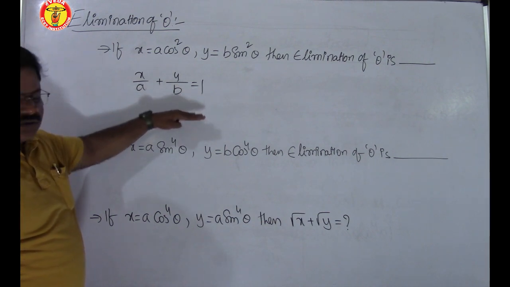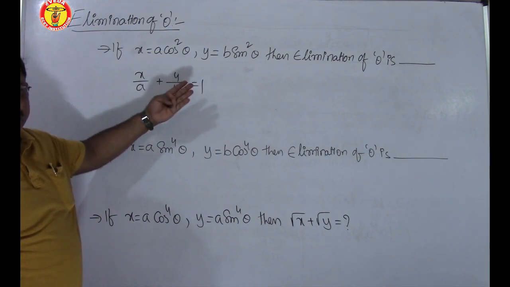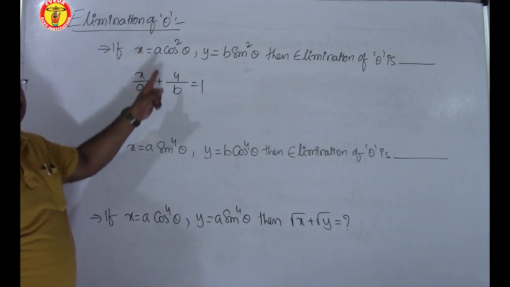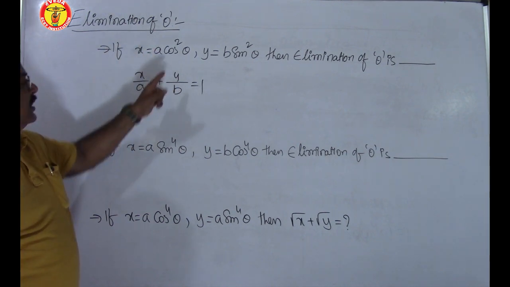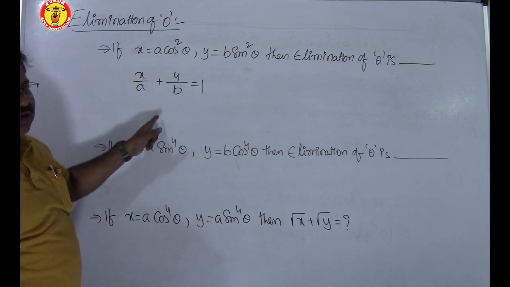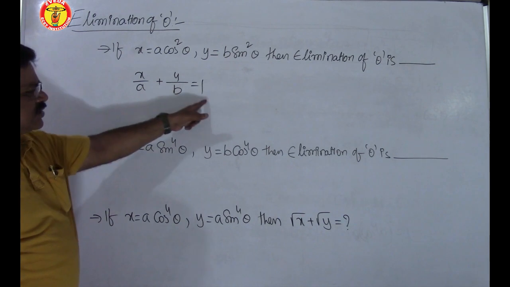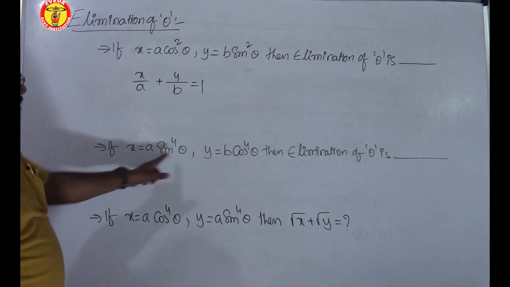In this answer, do we have any theta terms? No way. If you compare with our previous problem, there it was n. So 2 by n, where n is 2 here, means 2 by 2 will get cancelled. It will become x by a plus y by b, which is equal to 1.